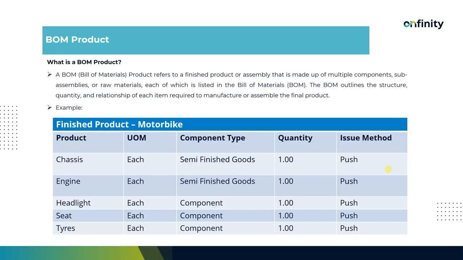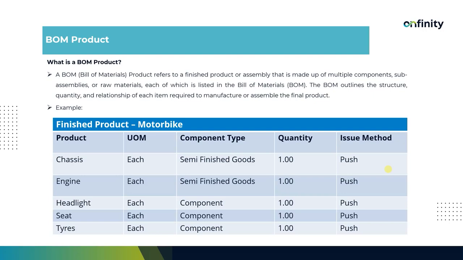A BOM product refers to a finished product or assembly that is made up of multiple components, sub-assemblies or raw materials, each of which is listed in the bill of material. The BOM outlines the structure, quantity, and relationship of each item required to manufacture or assemble the final product. For example, there is a finished product called motorbike. To produce the motorbike, chassis, engine, headlight, seat, and tires are required.